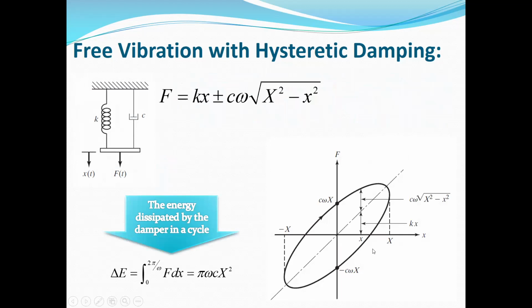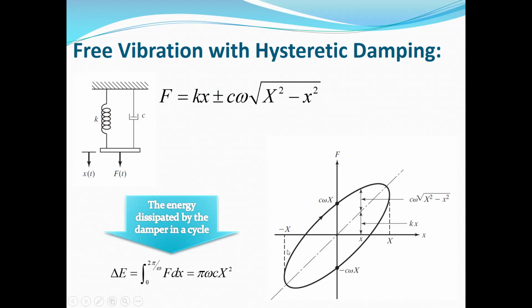As you can see, this is a curve or a loop, and the energy dissipated in each cycle is the area enclosed by this curve. If you calculate this, for the initial assumption of sinusoidal displacement, you can extract that the energy dissipated is equal to pi omega c uppercase X squared. So this is a relation, and this is a curve for a system with viscous damping.